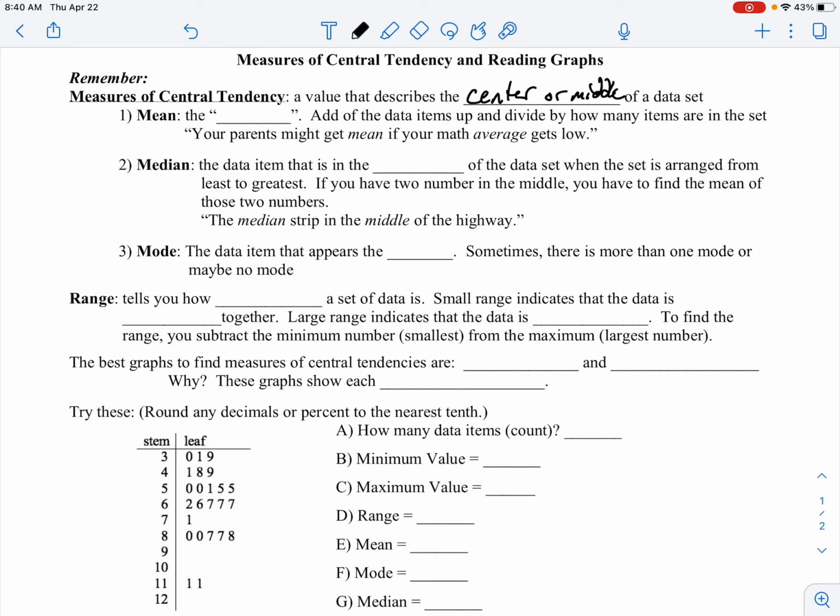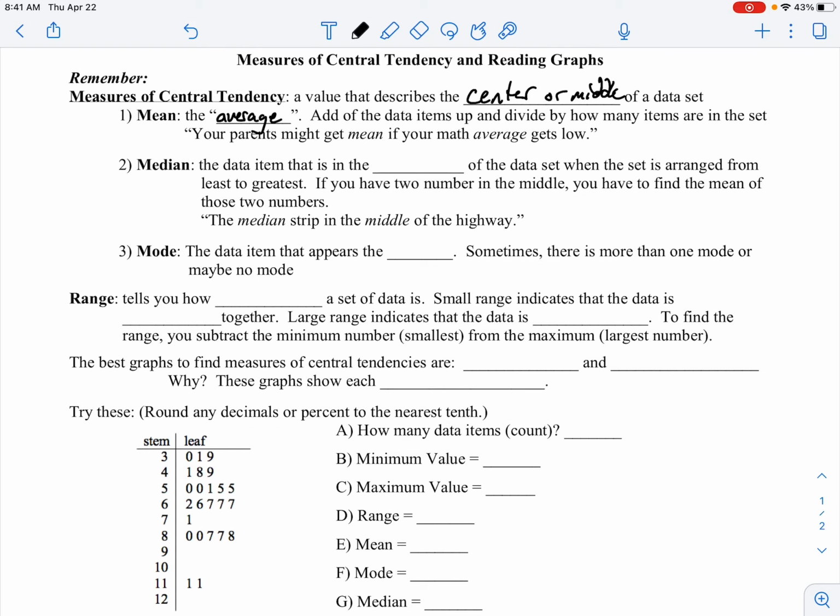So we've got some things that we've seen in the past that we'll continue practicing today. We've got the mean, which is the average. To find the mean, all we do is add up all of the numbers in our data set and then divide by how many numbers we added up. This is kind of a funny hint: your parents might get mean if your math average gets low. So mean and average are the same thing. Remember, you add up all the items and divide by how many there are.